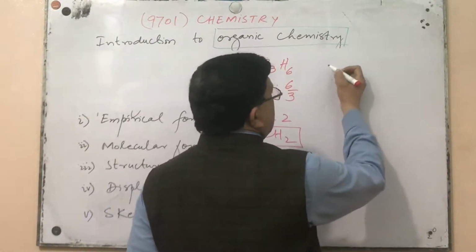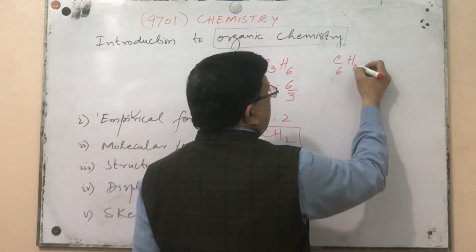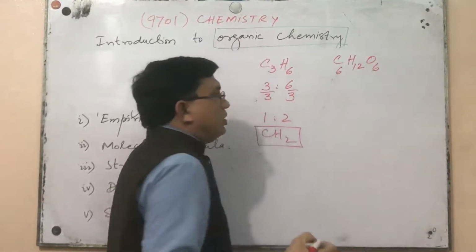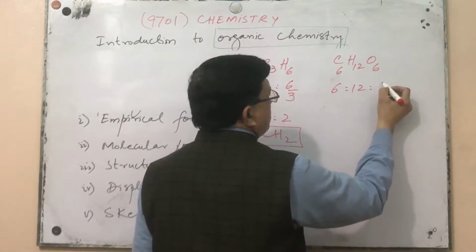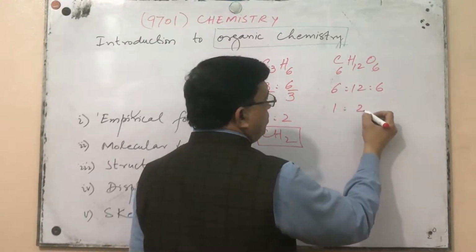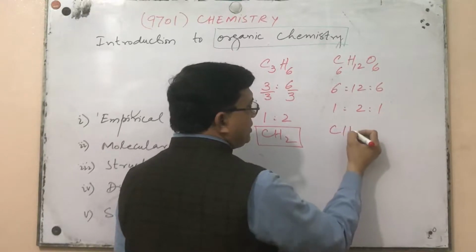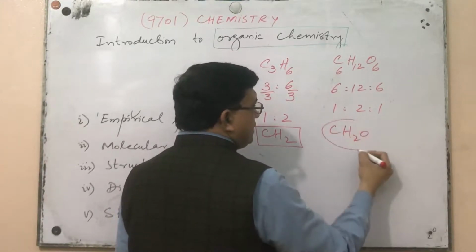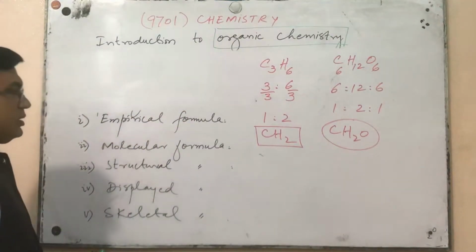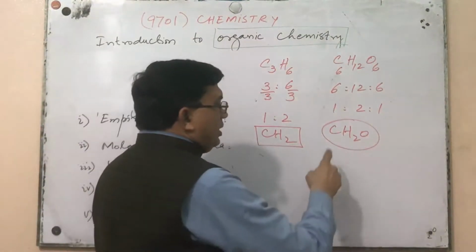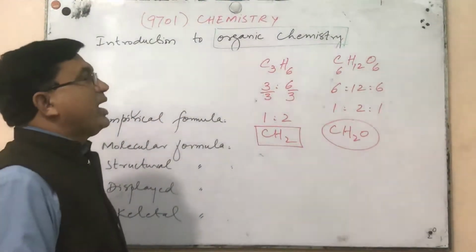Similarly, if I take the example of glucose, C6H12O6, the atomic ratio is 6:12:6, which means 1:2:1. On the basis of this simplest ratio, we can write CH2O, the empirical formula for glucose. But the empirical formula cannot explain the nature of the chemical compound.